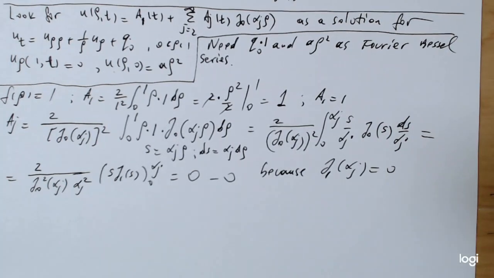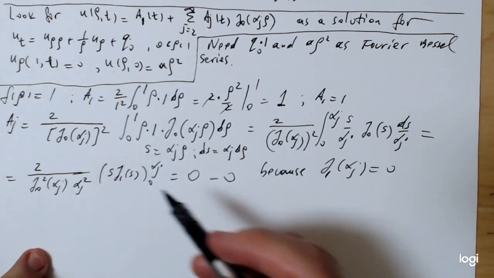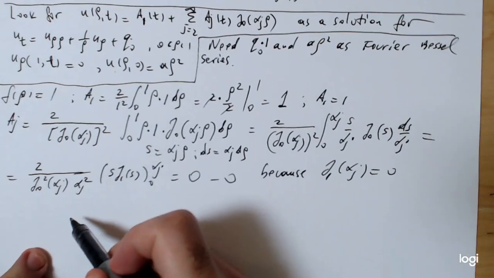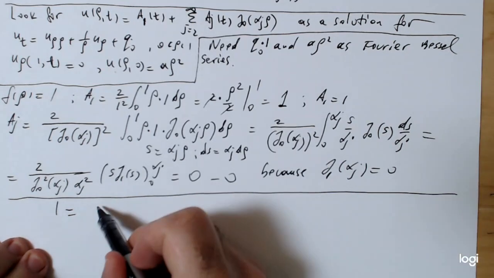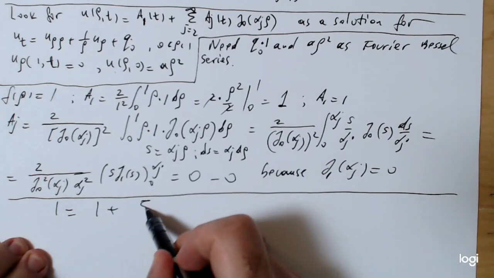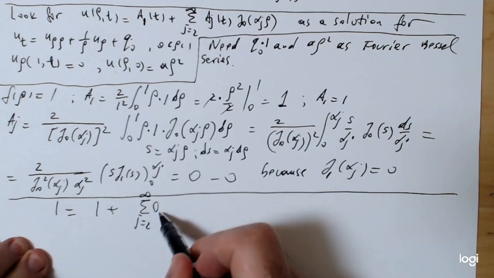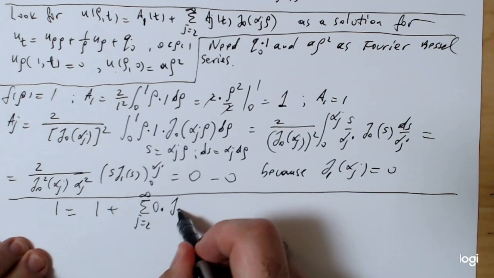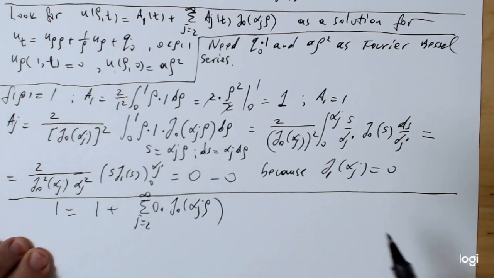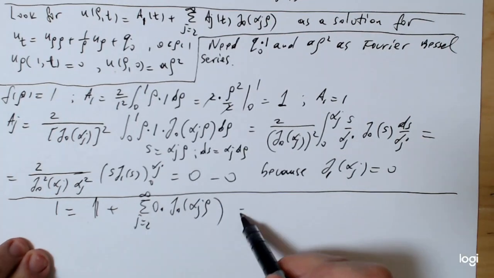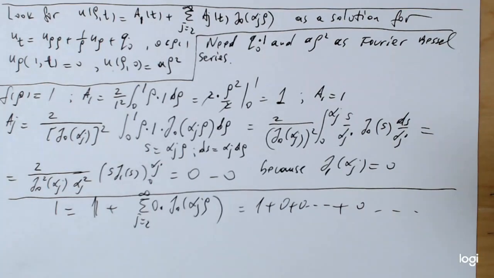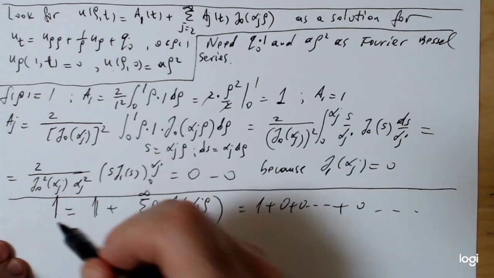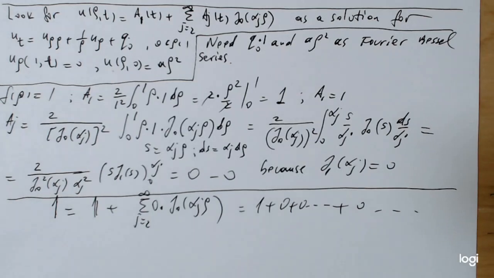So 1 has a trivial Fourier-Bessel series. So we're going to have 1 equals 1 plus summation from 2 to infinity, 0 times j naught of alpha j rho. I write it like that because technically this is 1 plus 0 plus 0 dot dot dot, because I want you to see basically how you identify the coefficients when you plug it in into the actual problem.